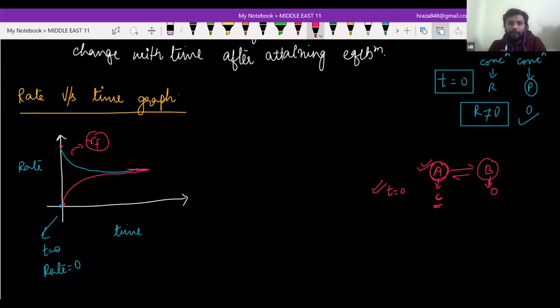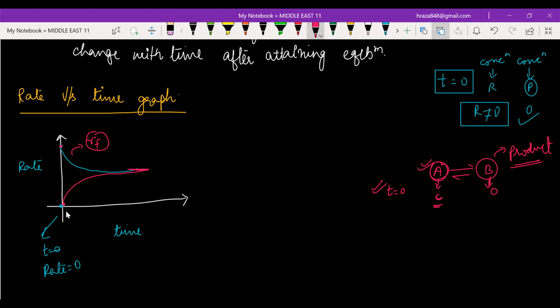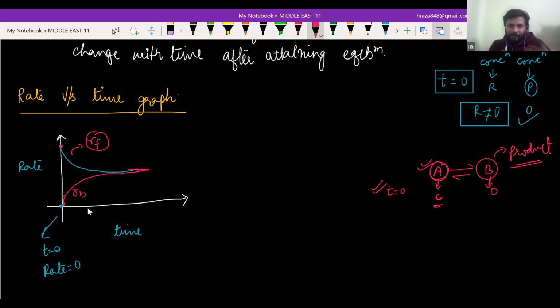And what about B? B will start from 0, and B is the product. So B will start from here. That's why we will call it RB, that is rate of backward reaction. Is that clear? So basically when it starts from 0, that means it is for product. Product is basically rate of backward, and reactant is for rate of forward.